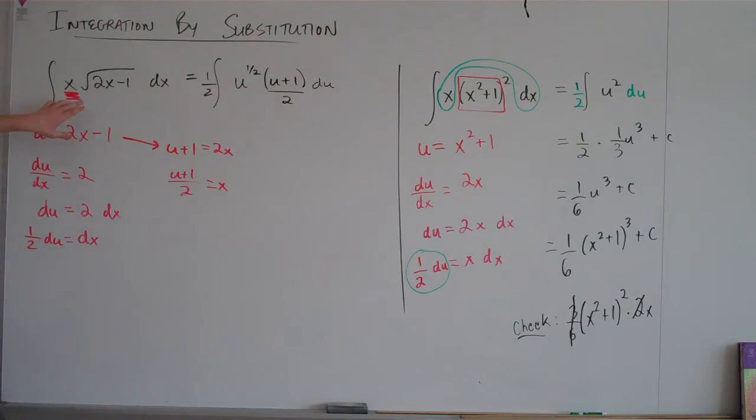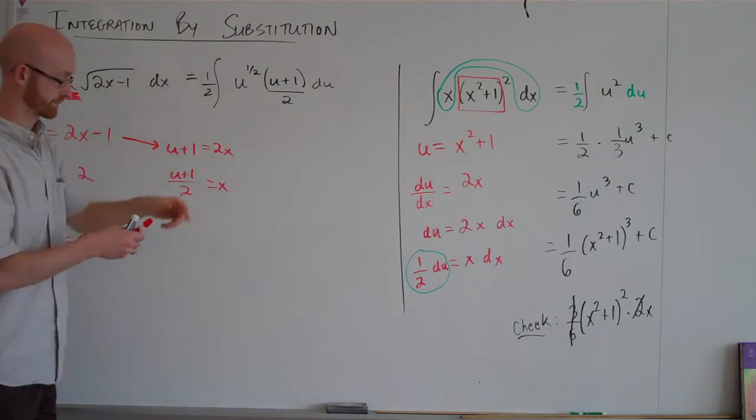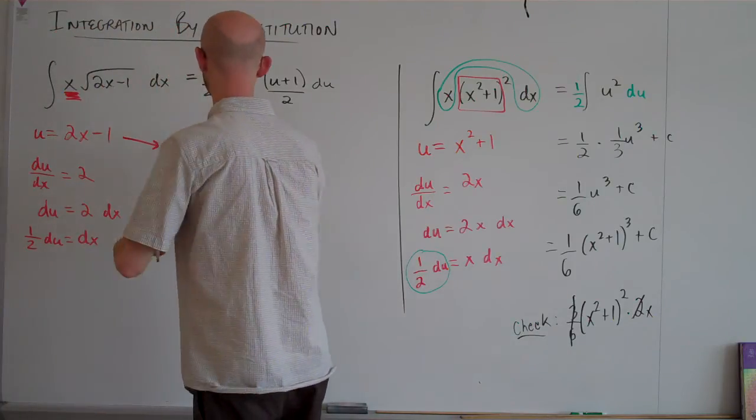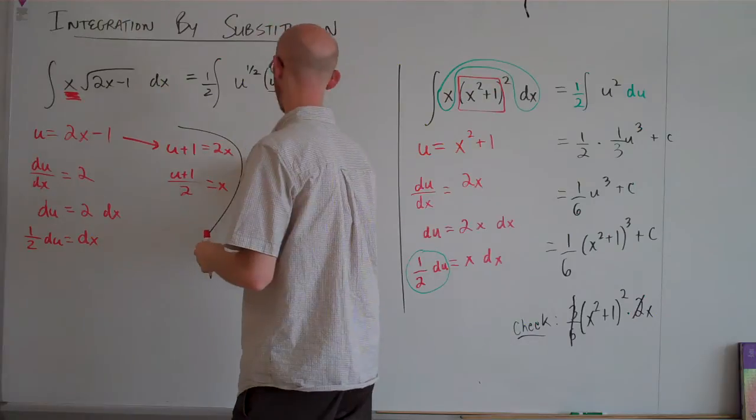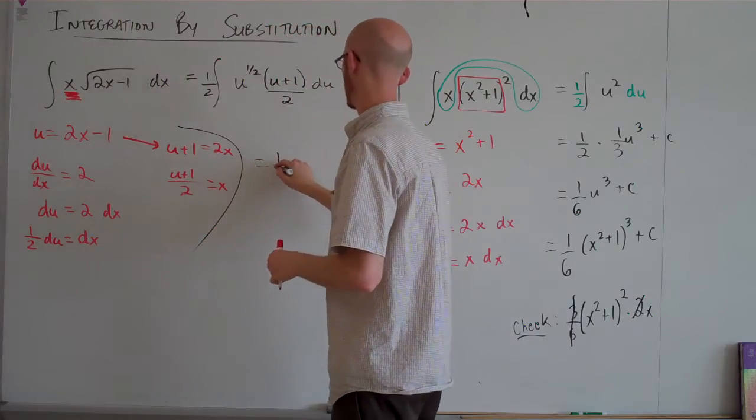Okay, so one more time. 2x minus 1, that was u. So u to the 1/2. There's u to the 1/2. dx was half du. Half du. And x became u plus 1 over 2. Now from here, I just box that out. From here, we'll have half.